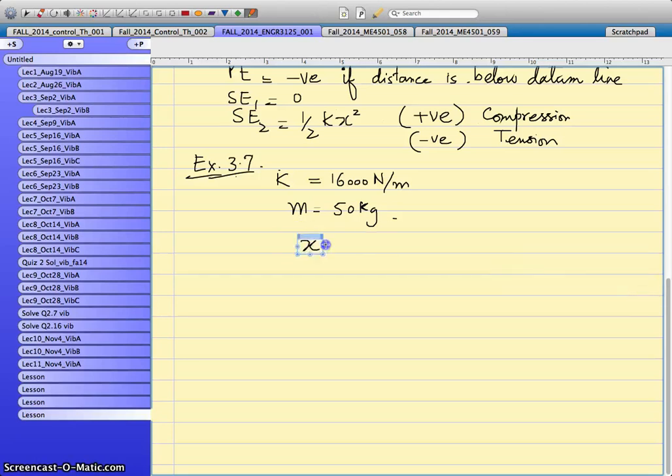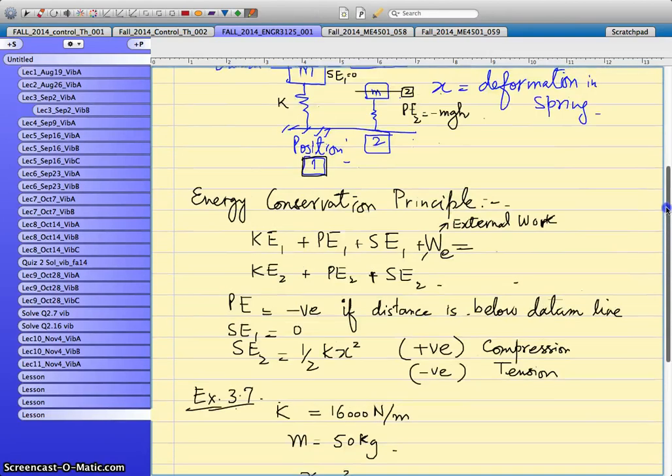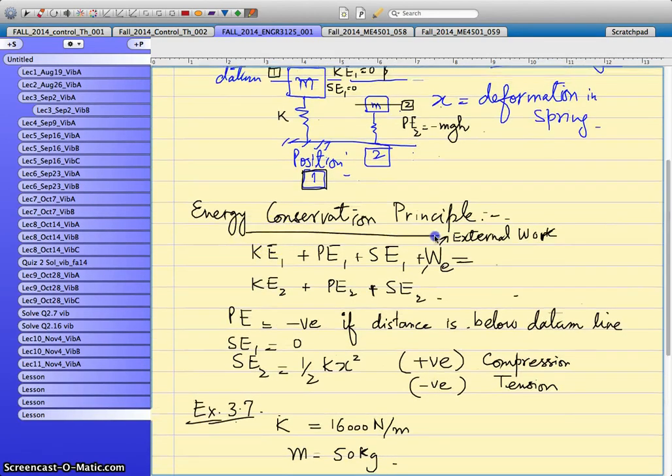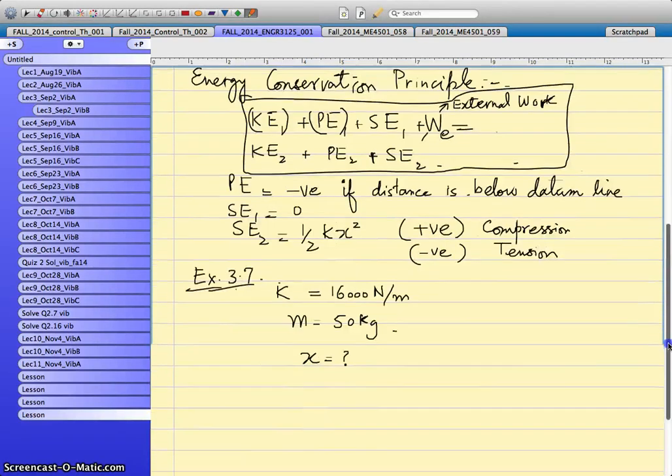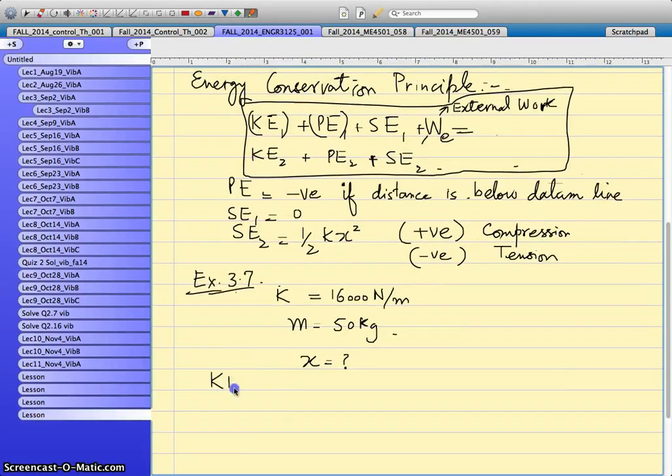So you have to find out the deflection in the spring using the energy principle. So let us complete this equation. I would advise my students to do each part one by one. Find out kinetic energy at position 1, potential energy at position 1, strain energy, then you will not be confused. So let us write down each energy on the left. Let's complete the left hand side first.